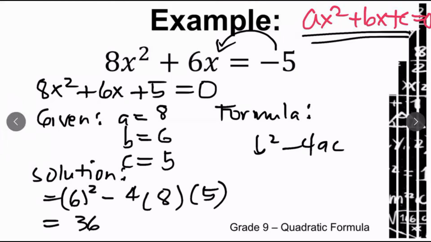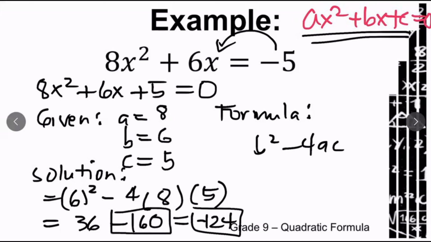And from here, -4 multiplied by 8. So what is the answer? We have 32. Then multiplied by 5, we have 160. So minus 160. And after that, do you think what will be the answer? So 36 minus 160 is -124. Therefore, our answer is -124. Kaya nga lang, always remember, since 160 is larger than 36, the sign of our answer will be negative. Kaya po siya naging -124.